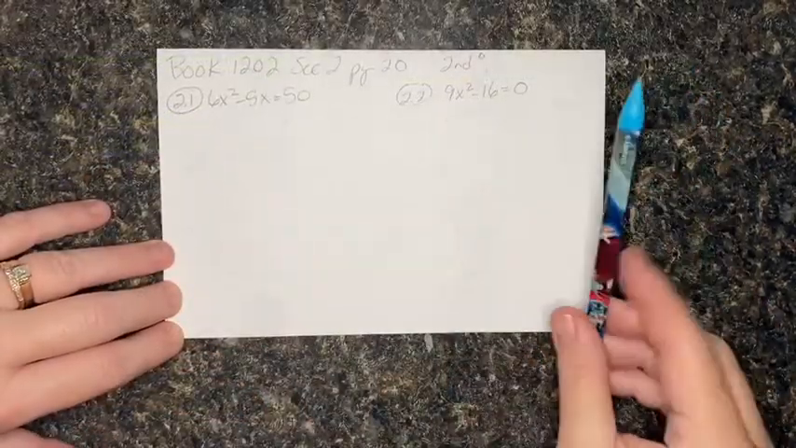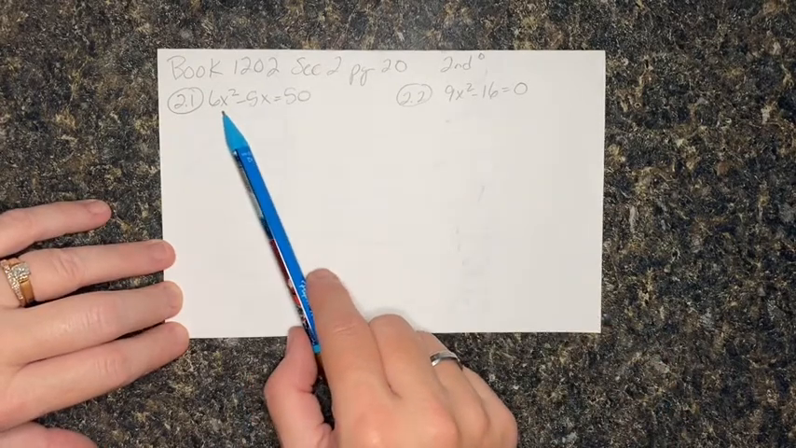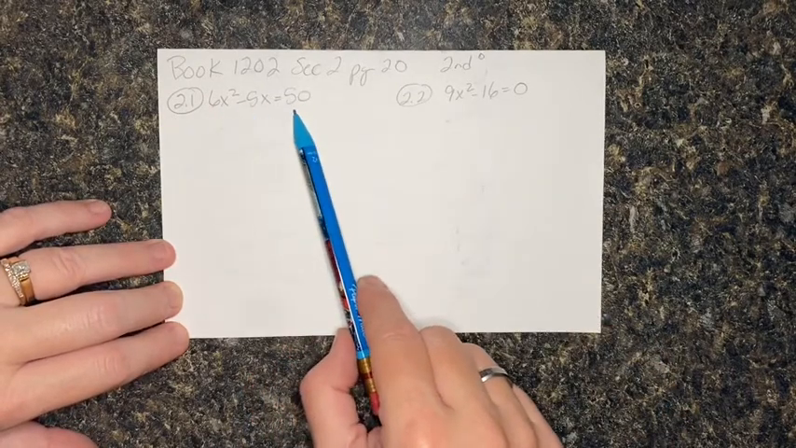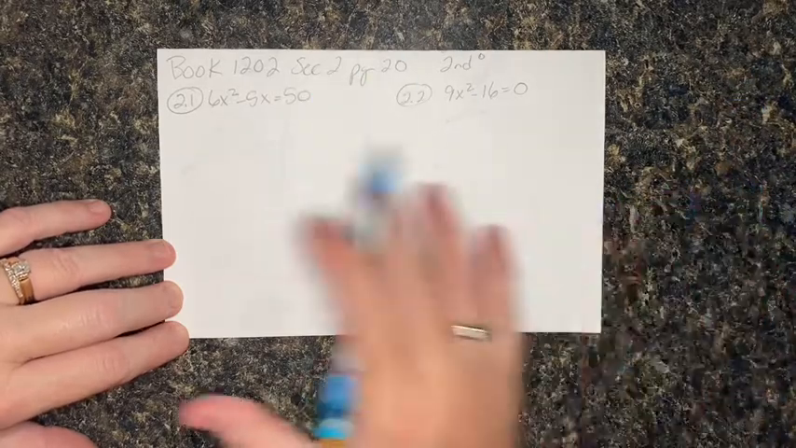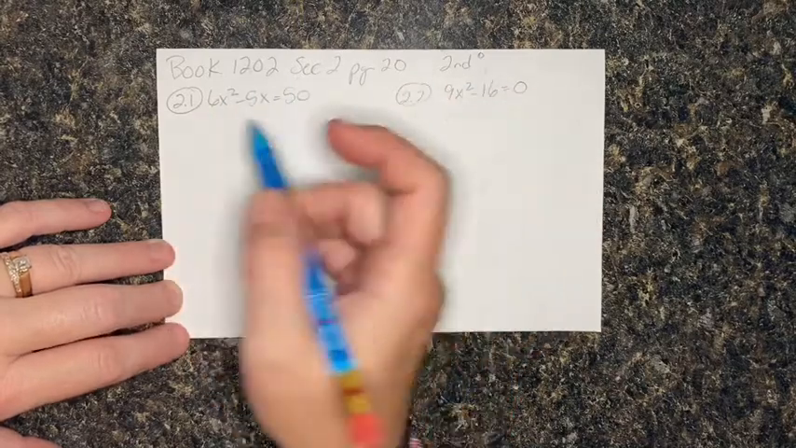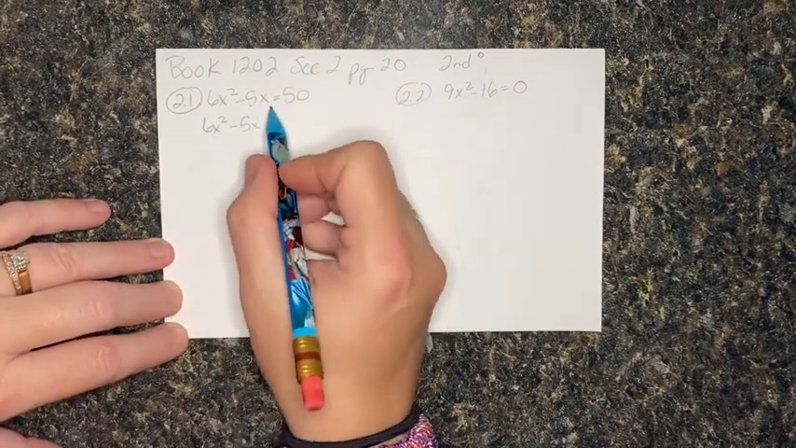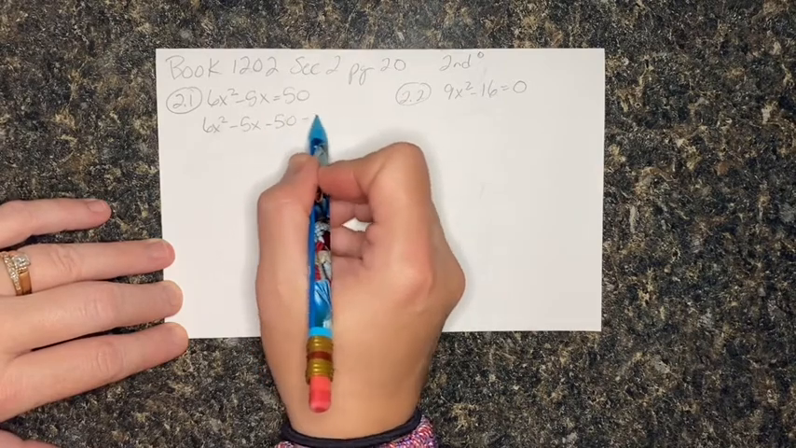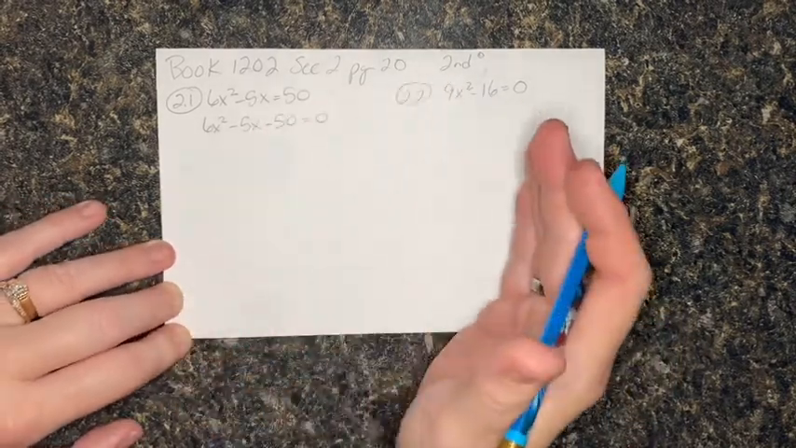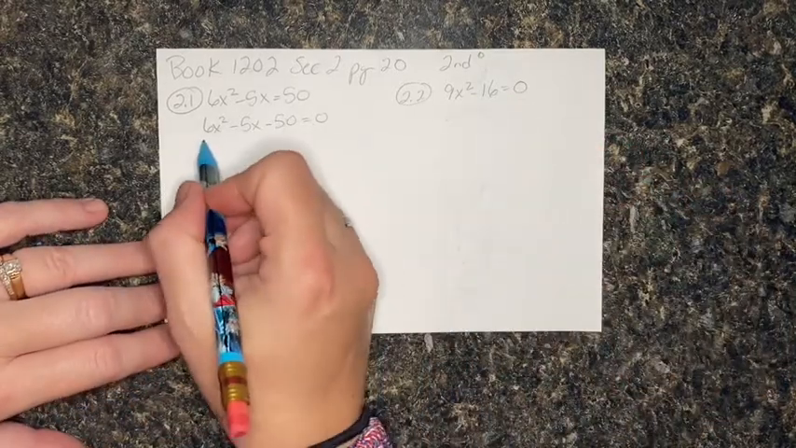So looking at page 20, I want to do the first two problems with you. And the first problem, 2.1, is 6x squared minus 5x equals 50. And they want us for these two problems to solve by factoring. First, we have to write this in the correct manner, right? 6x squared minus 5x, we have to move the 50 over. Minus 50 equals 0. Now the equation is set up in the correct form that we can factor it.